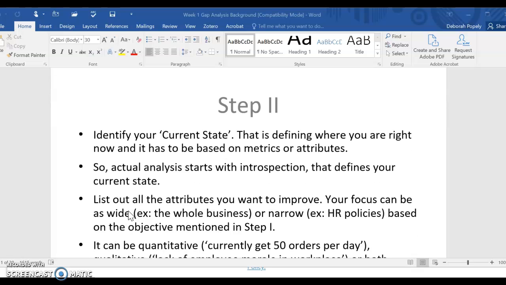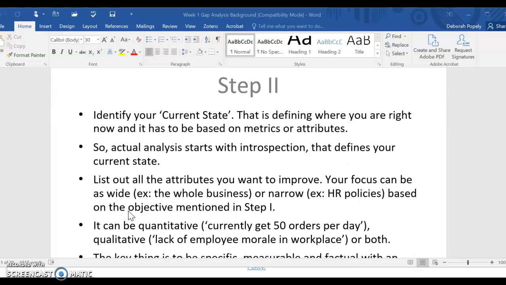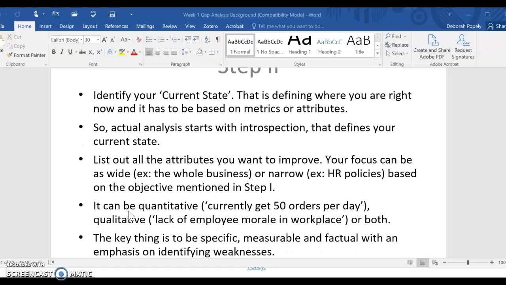These are not the only topics that you can do, but these are some of the common ones that you would see. Step two is to define your current state. So it means looking at the information that's been provided about Spectrum Sunglasses and being able to analyze what's going on there and figure out what areas are currently an issue for that organization. So you're looking at all the attributes that need to be improved.